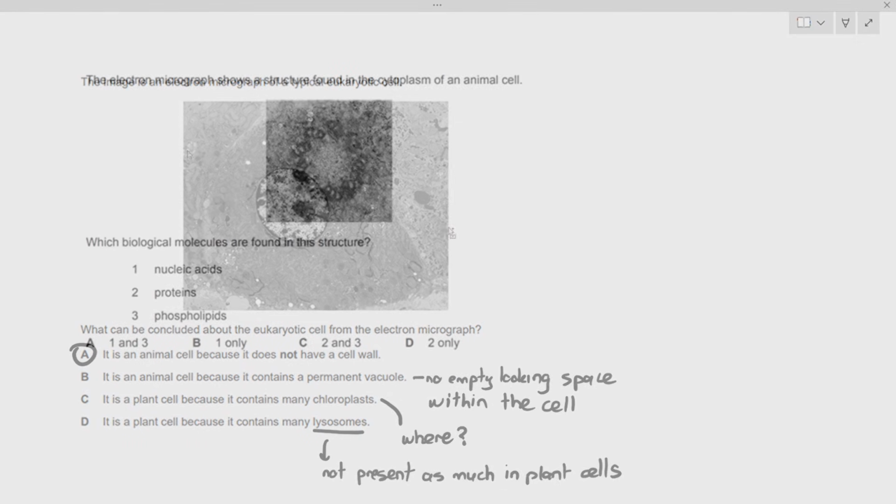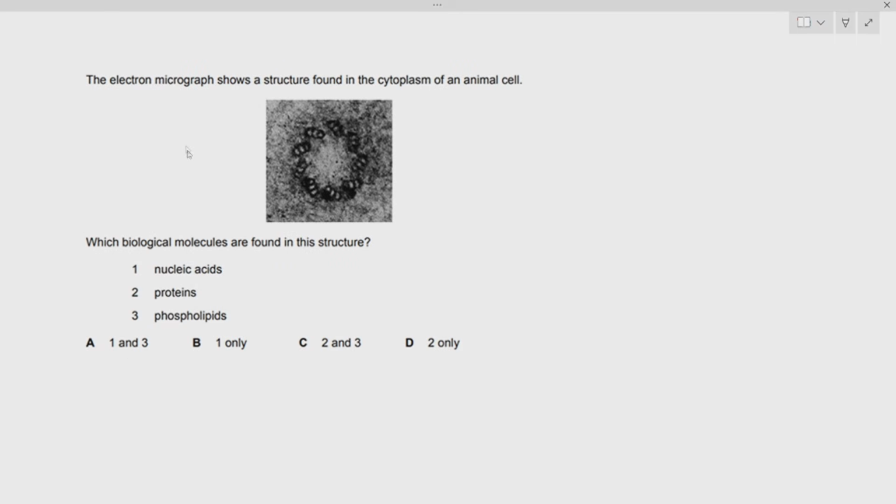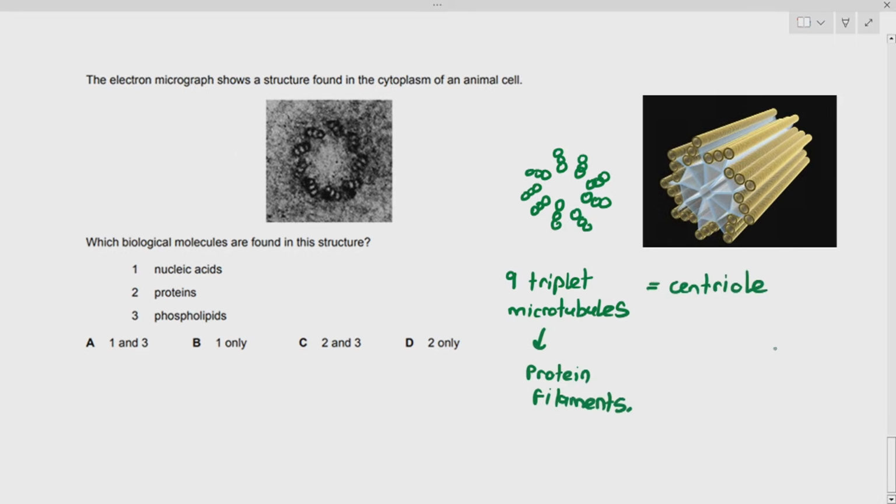Next question here, the electron micrograph shows a structure found in the cytoplasm of an animal cell. When you look at this structure, you must immediately identify those 9 triplet microtubules, okay? What does it mean by 9 triplet microtubules? Microtubules are just small tube-like protein structures. Triplet just means 3 of those microtubules are joined together. That's one triplet microtubule, but there are 9 of them that congregate together to form a centriole.